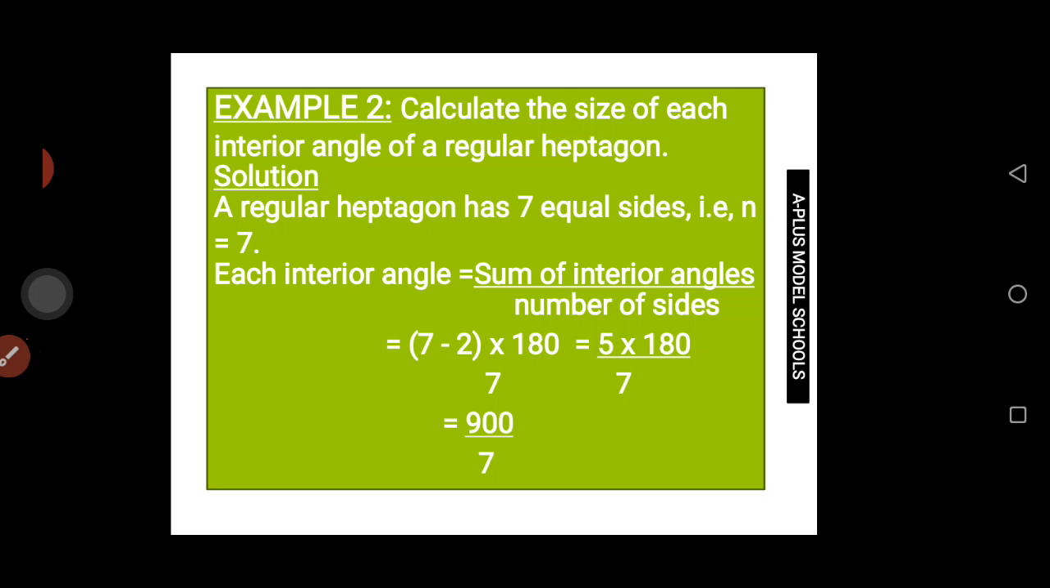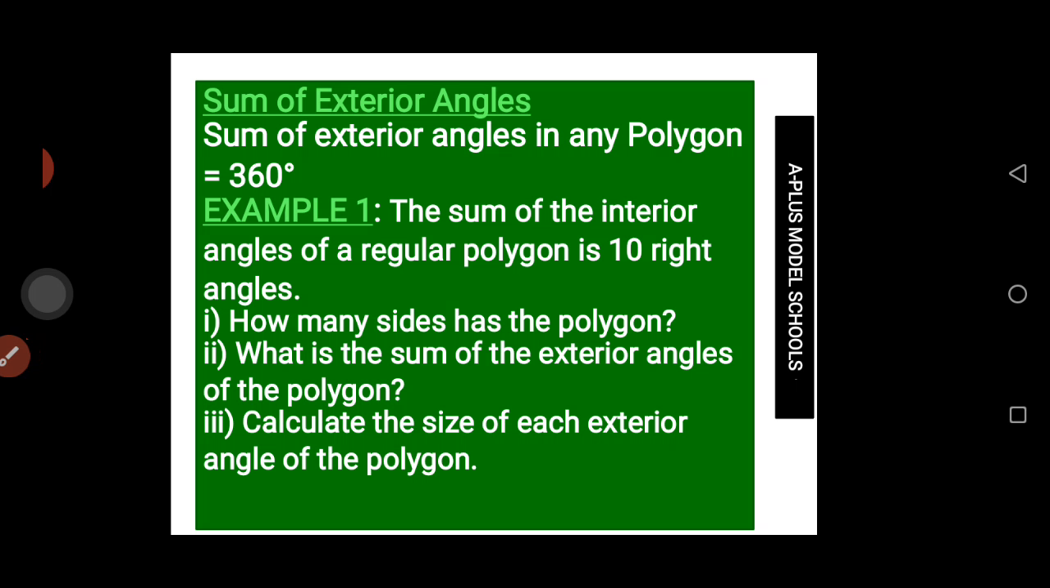So let's continue. Then let's move to exterior angles. Don't forget, I told you at the beginning of the class that interior angles means the angles that are present in a shape, in a plane shape. But exterior angles are now the angles that are outside the shape. So the sum of exterior angles in any polygon is 360 degrees, which means when you want to look for the sum of the exterior angles of any polygon, it will give you 360 degrees.